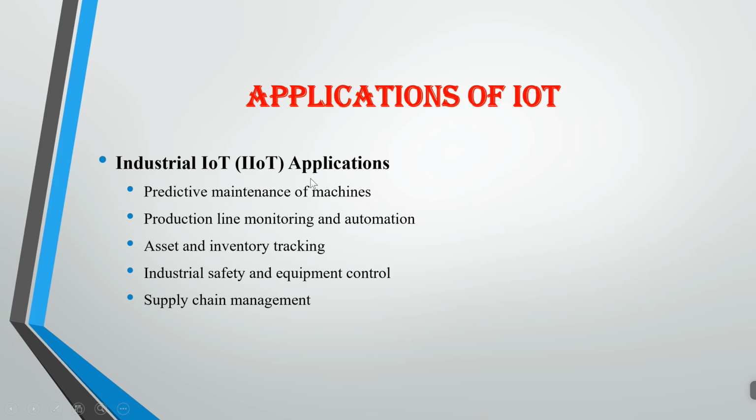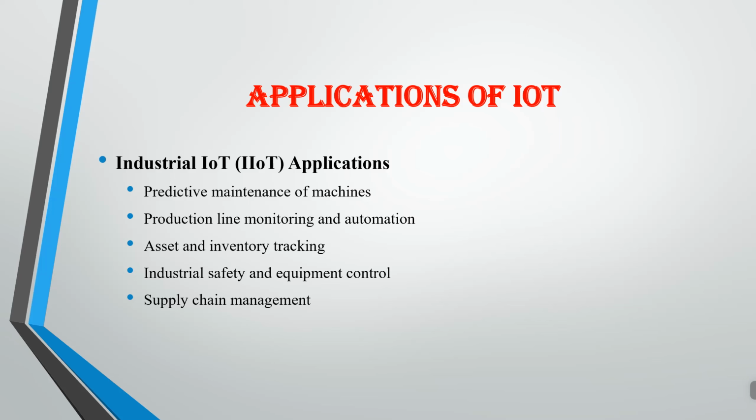Now let's see where all we use IoT in the industries. It is IIoT, meaning industrial IoT applications. IoT has played a very important role as far as industry applications are concerned. See, we have a lot of challenges connected to industrial activities. One among those challenges includes the maintenance of the machine.